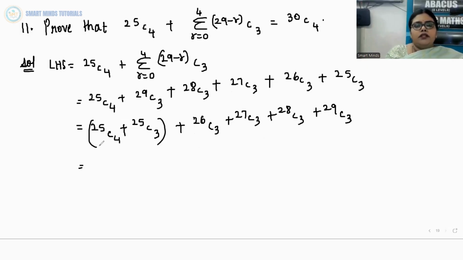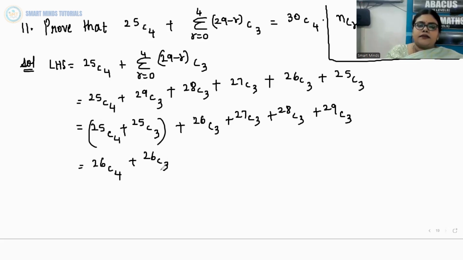Now over here in the first bracket, I use a formula. What is that formula? I am writing here at the right corner. So NCR plus NCR minus 1 equals N plus 1 CR. This is the formula which we are going to apply here. So you can see in the place of N you have 25, in the place of R you have 4 and in the place of R minus 1 you have 3. So what will it become? It becomes 26C4 plus the remaining terms I write as it is.